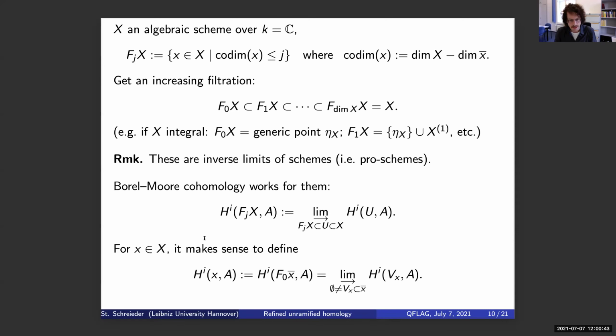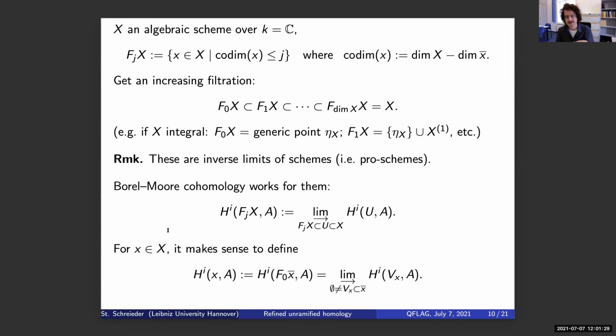Okay, and one more notation. For a scheme point, little x in big X, it makes sense to define the cohomology of that point. In the notation above, it would be F^0 of the closure of x. And what's this? This is just the direct limit over all open subsets in the closure of x. You take the direct limit of the cohomology of all these open non-empty subsets of the closure of x. Sometimes I also write, instead of little x, the function field of little x. Just a notation.